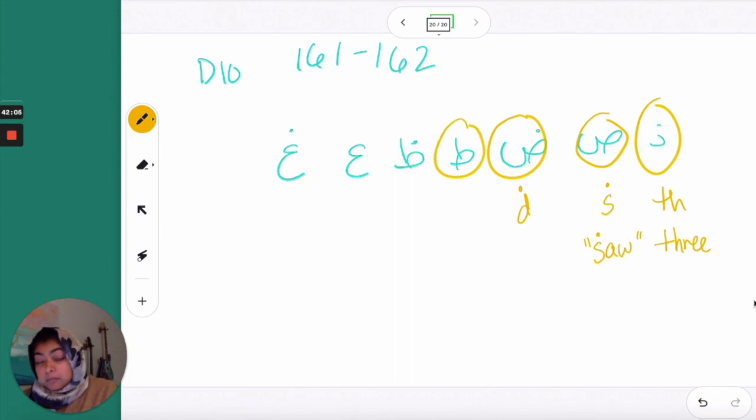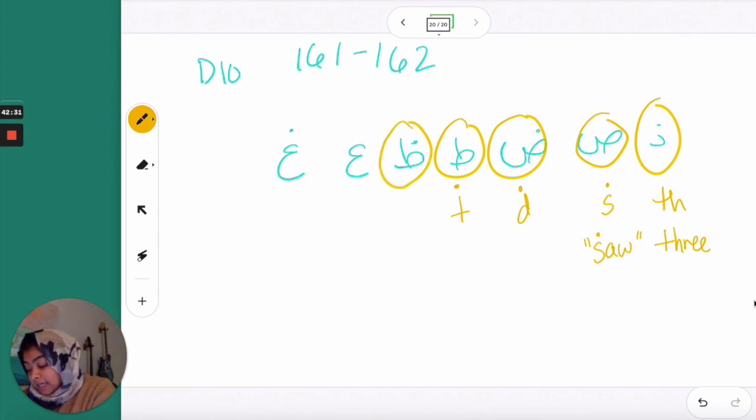Okay, number four. Ta, heavy T sound. This is the tongue behind the back of your teeth, but pushing upwards. Whereas with dal, you're sort of pushing towards the teeth, and with ta you're pushing more upwards. Okay, heavy T sound.